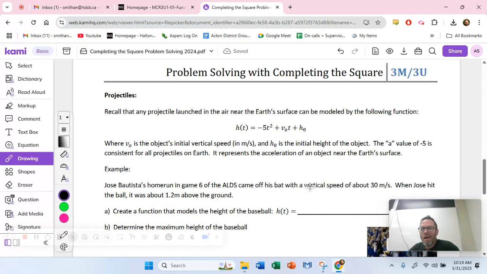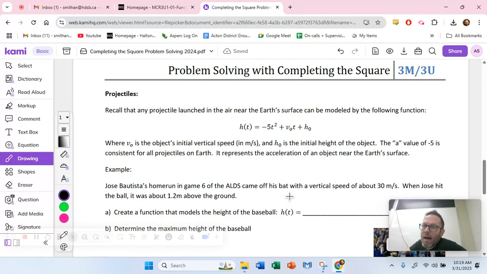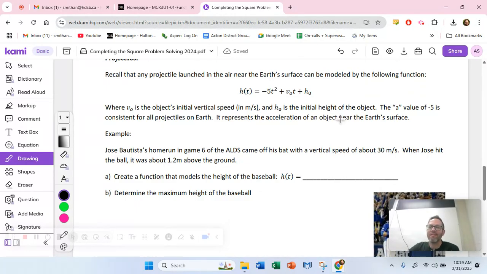So I showed you guys how to set up the equation for a projectile. It was always -5 due to Earth's gravity. The number in front of t is always the speed. The number at the end is always the initial height.